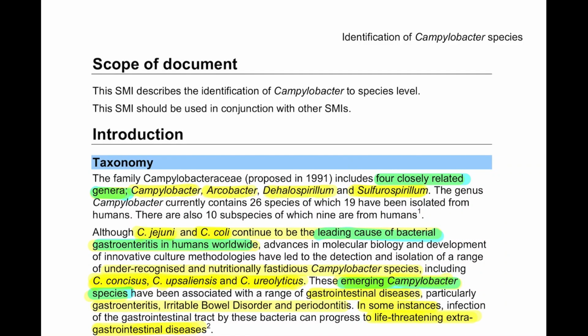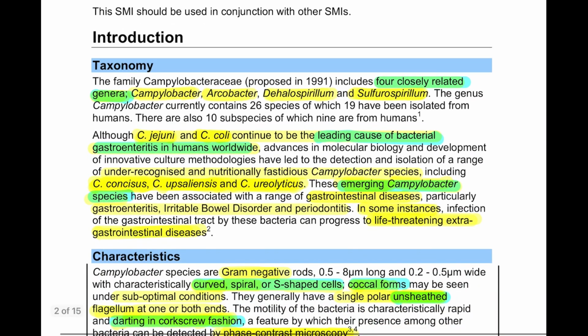So today we are learning about SMI, which deals with identification of Campylobacter species. So let us start. Family Campylobacteraceae has four closely related genera: first is Campylobacter itself, Arcobacter, Dehalospirillum, and Sulfurospirillum. Out of which we are going to talk today about Campylobacter.